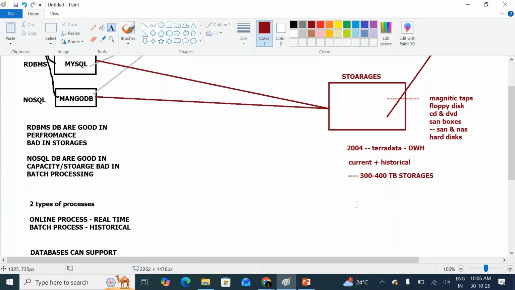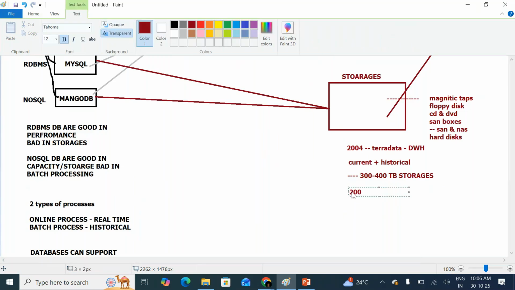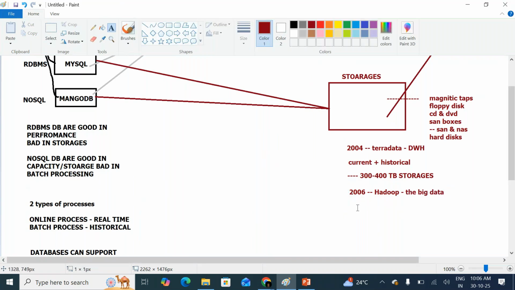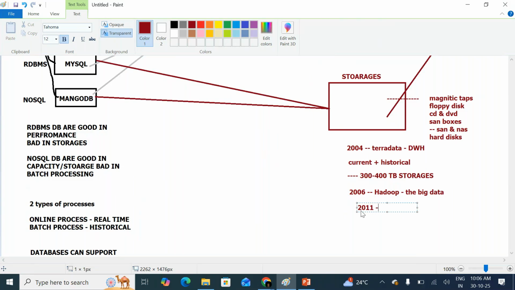We'll talk about it. Hadoop, the big data, actually came into the picture in 2006, sir. But people started using it from 2011, 12. Actually, I passed out of BTech in 2013.